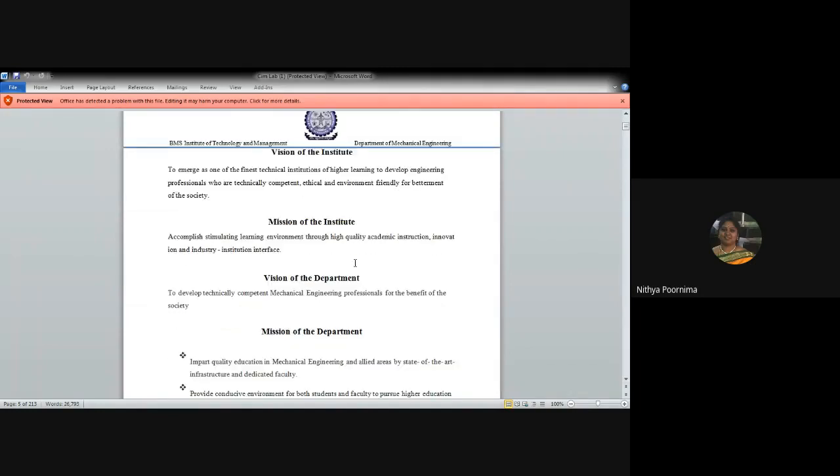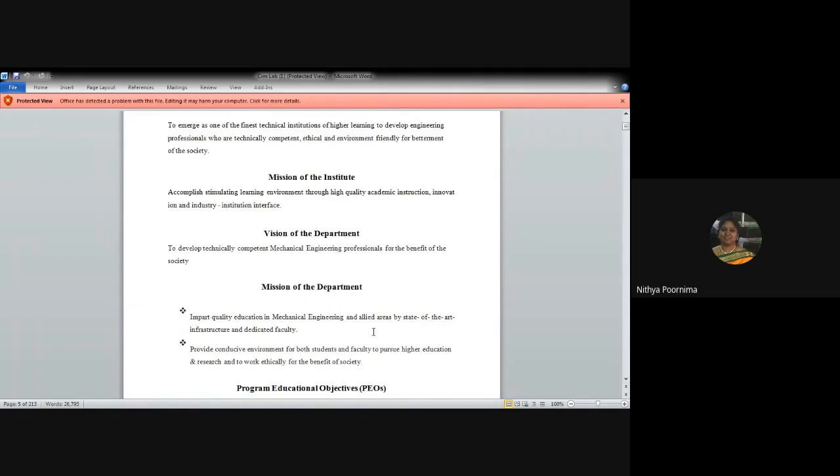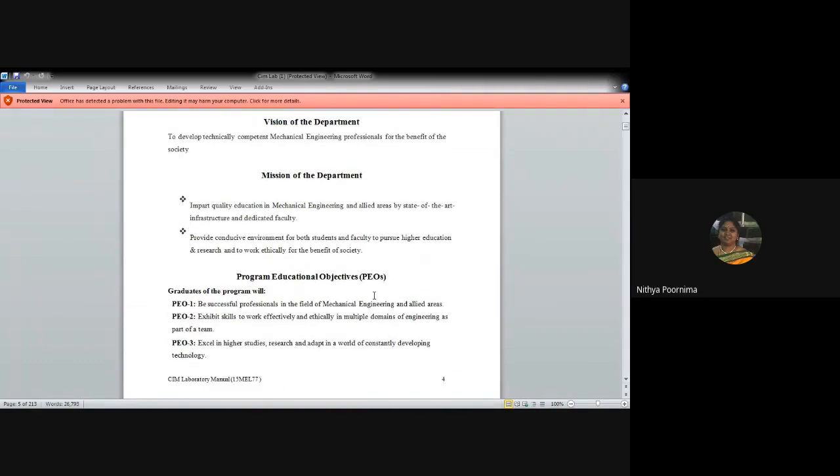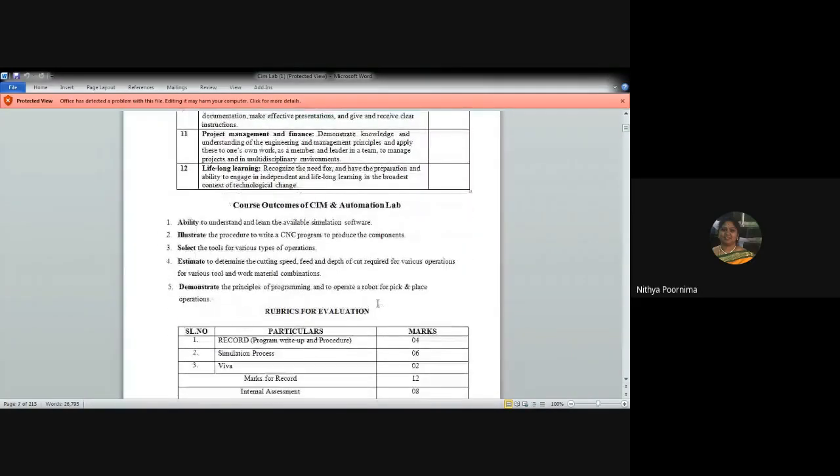So basically, I think you have gone across several times the vision and mission of the institute as well as the vision and mission of the department. These are your PEOs, program educational objectives. These are your course outcomes of your sim and automation lab, right? I hope by now, since you're in the final year, you should know what your program outcomes are. You all know, right? Do you all know?